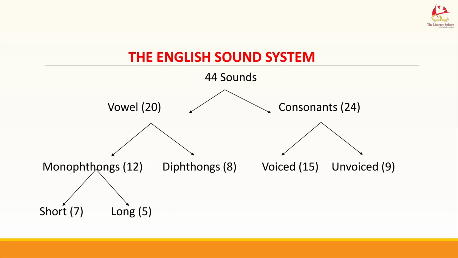The vowel sounds are further divided into two: the monophthongs and the diphthongs. The monophthongs are the single sounds. We've got 12 of them. The diphthongs are 8. Diphthongs are double sounds, sounds that are made by combining two sounds. Okay? So you have 12 monophthongs and 8 diphthongs, making 20 vowel sounds. While for the consonants, we've got 15 voiced consonants and 9 unvoiced consonants.